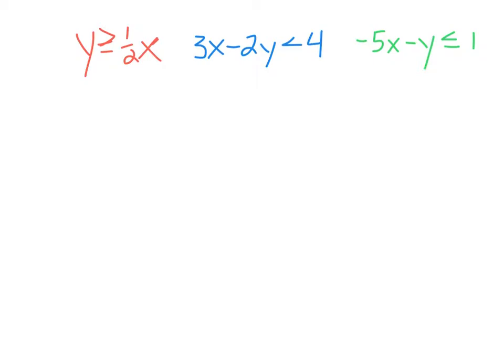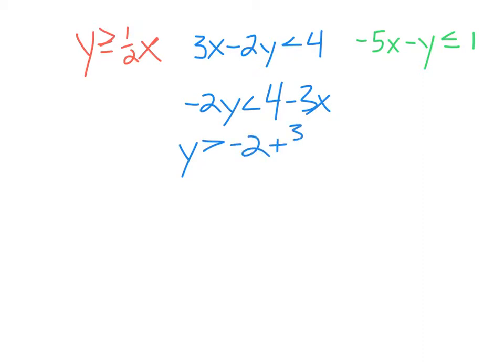So let's just move on to the blue one, and I'm going to subtract 3x from both sides. And then divide by -2, remembering to flip my inequality. And the green one, I'm going to add 5x to the other side. And then divide by -1.